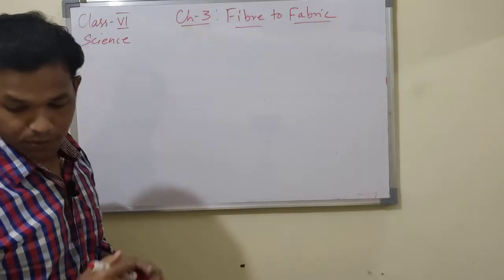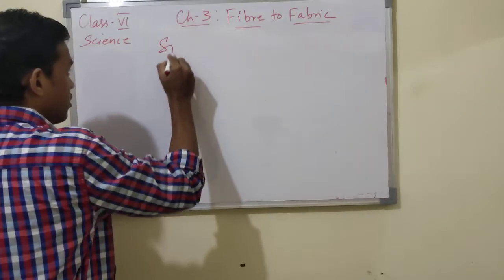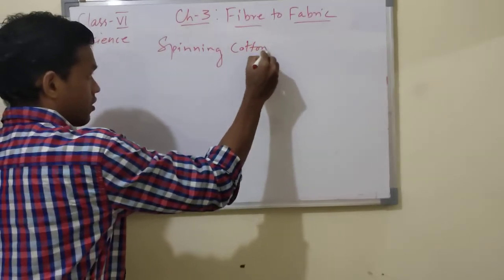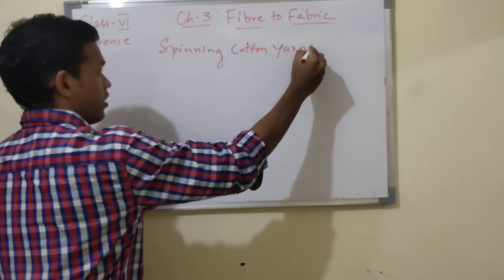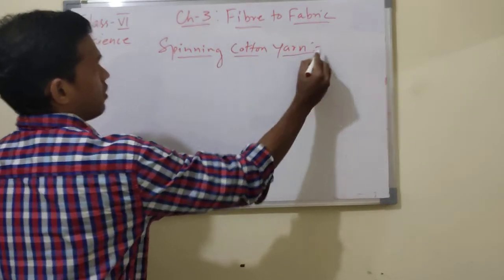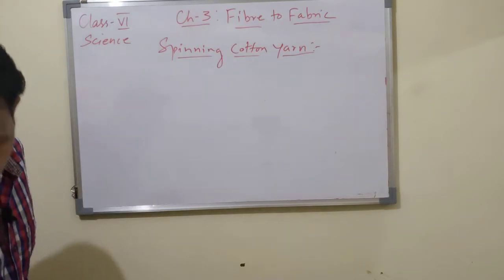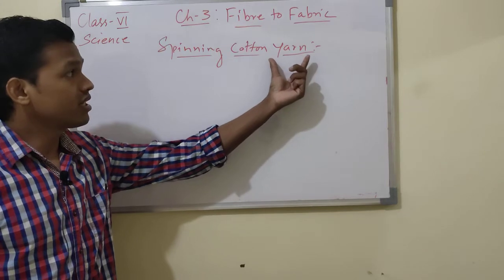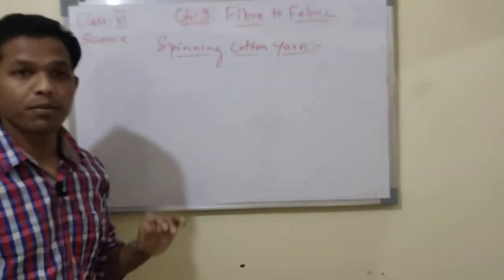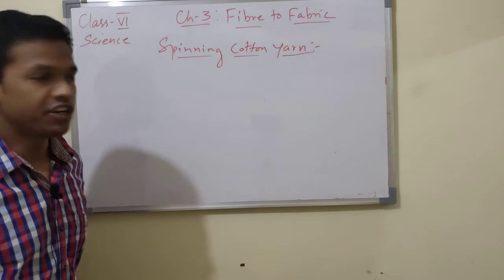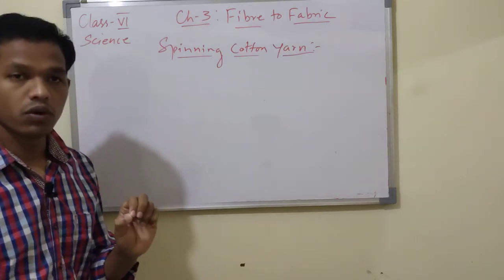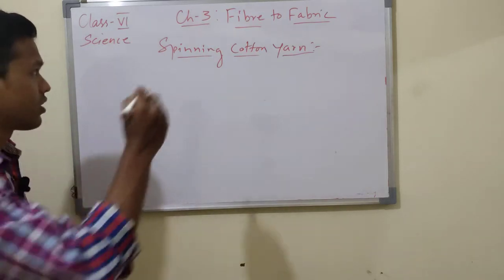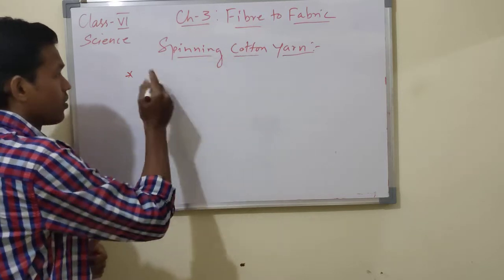Now we will study spinning cotton yarn. What is yarn? Already I have discussed the formation of yarn. These yarns are made from what? Made from fibers. Directly these fibers are taken from cotton wool.